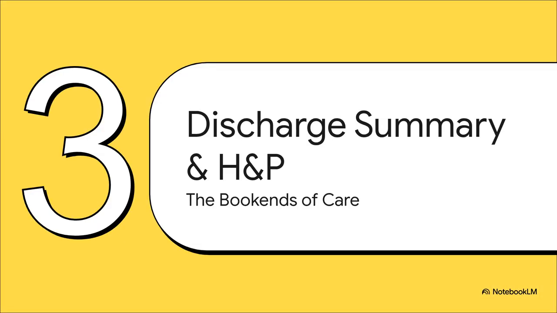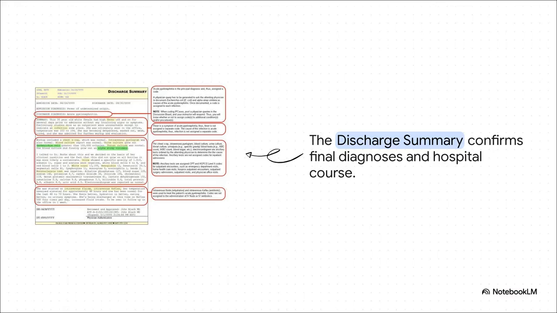Let's dive into Section 3, Discharge Summary and H&P, the bookends of care. Now here we have a classic discharge summary. Guys, this document is absolute gold for coders. It summarizes the entire hospital course, confirms the final diagnoses, outlines the treatment outcomes, and details the discharge disposition. If the face sheet gave us our quick summary, the discharge summary gives us the concrete clinical justification. Your coded diagnoses have to match the clinical picture painted right here in this document to ensure billing compliance and, of course, avoid those pesky audit risks.